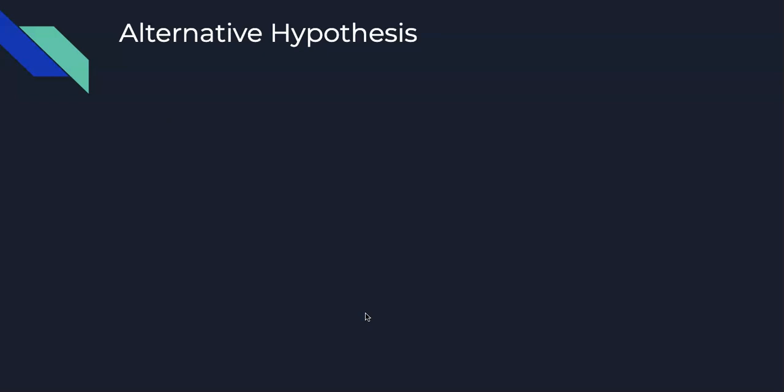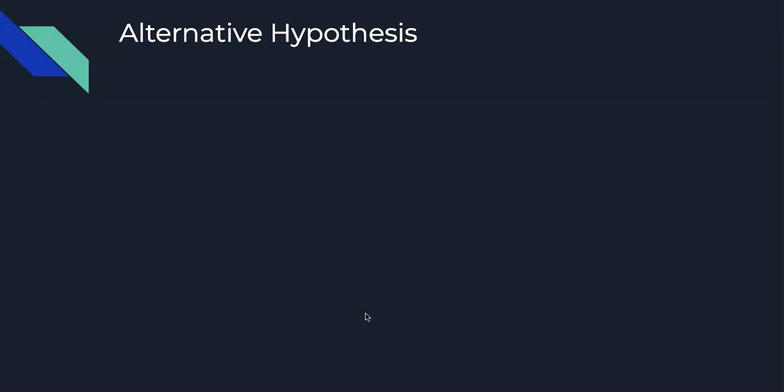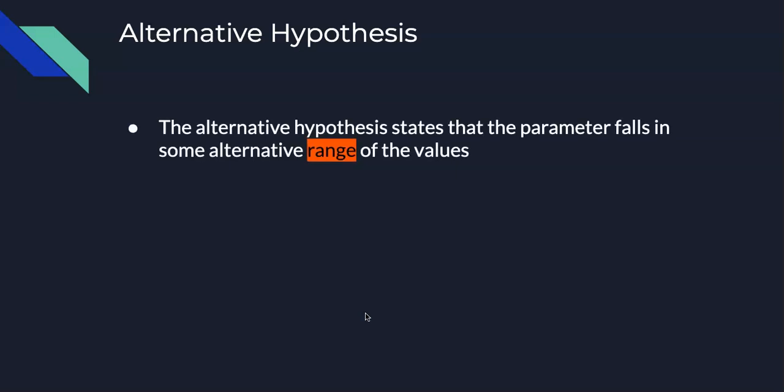Now, what about the alternative hypothesis? Remember, the nulls are the ones with the equal signs. The alternatives are our assumptions, really, what we want to go and believe. The alternative hypothesis states that the parameter falls in our alternative range of values. This is not a single particular value, but a range of values. So something like not 30, or greater than 30, or less than 30, not 0.70, but maybe greater than 0.70, or less than 0.70, or just either way. So here's a symbol for you, HA, the alternative hypothesis.